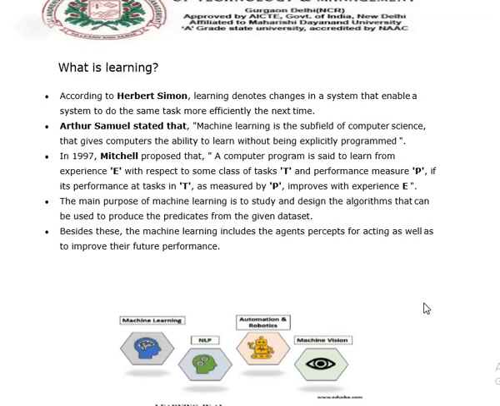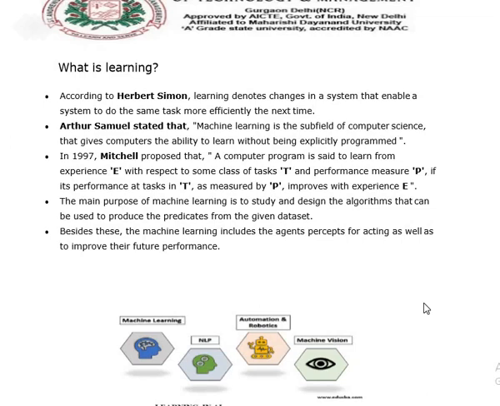The same applies in the sense of artificial intelligence. The artificial intelligence or intelligent system is to be constructed by human beings only. Learning is the most important parameter in order to make the system more intelligent. Different scientists have given different definitions for learning. According to Herbert Simon, learning denotes change in the system that enables the system to work more efficiently. Another author, Samuel, said that machine learning is the subfield of computer science that gives the computer the ability to learn without being explicitly programmed.